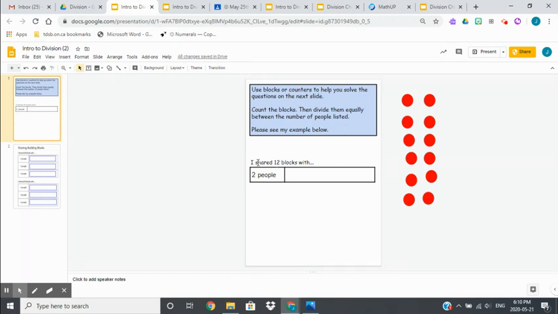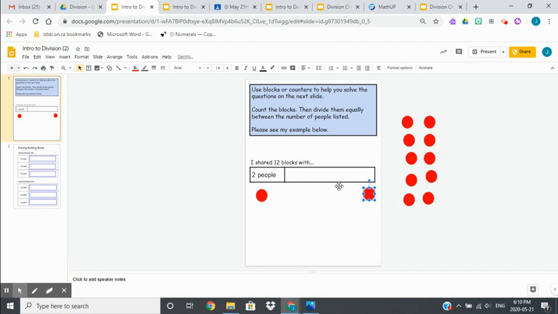So in my example, I have 12 blocks, and I'm sharing those blocks with 2 people. So the first thing I'm going to do is make sure I have 12 of something. In this case, I have 12 red counters all ready to go. And I'm going to start dividing them just like we saw the kids do in the video. I have to divide them between 2 people, so I'm going to put person 1 on this side, and I'm going to put person 2 on this side.